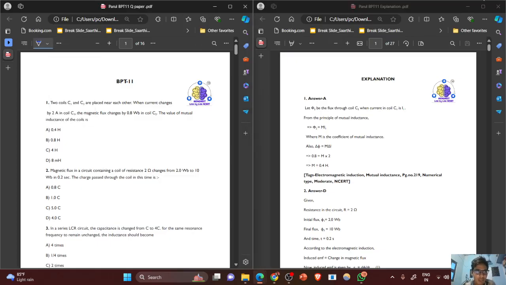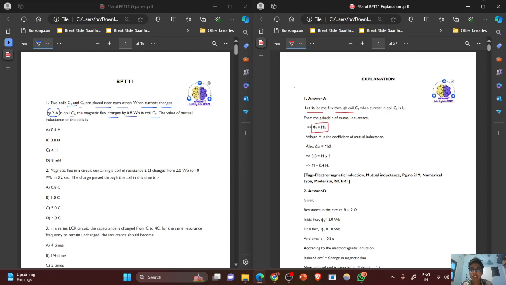As you can see, the first question tells two coils C1 and C2 are placed near to each other. When current changes by 2 ampere in coil 1, the magnetic flux changes by this in coil 2. It's the concept of mutual induction. Now, moving to the explanation, let phi 2 be the flux in C2 when the current in coil 1 is I1. You know the principle of mutual induction, phi 2 is given by M I1.